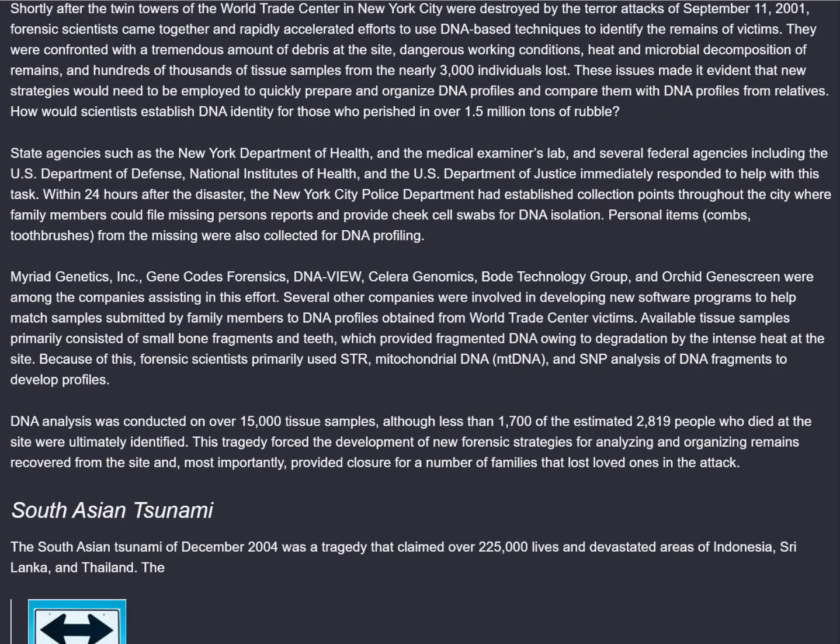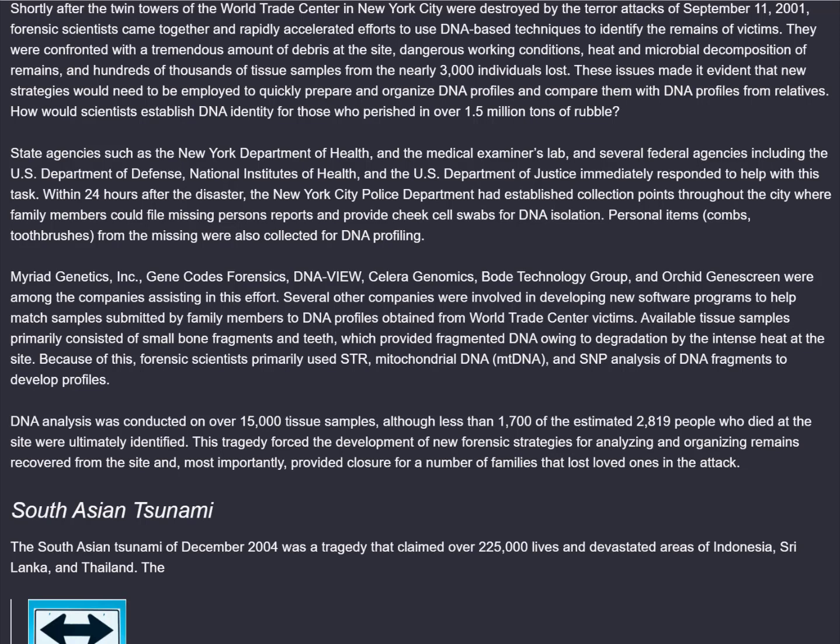Shortly after the Twin Towers of the World Trade Center in New York City were destroyed by the terror attacks of September 11, 2001, forensic scientists came together and rapidly accelerated efforts to use DNA-based techniques to identify the remains of victims. They were confronted with a tremendous amount of debris at the site, dangerous working conditions, heat and microbial decomposition of remains, and hundreds of thousands of tissue samples from the nearly 3,000 individuals lost.